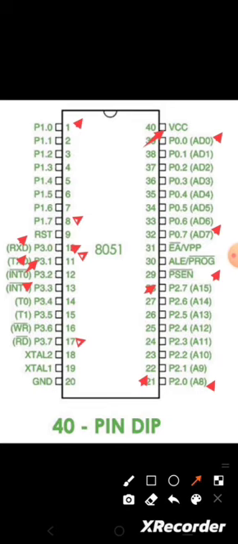to 3. Similarly, P3.4 has the multifunctionality, that is timer 0 external input, and P3.5 is timer 1 external input, and P3.6 is WR, that is external memory write, and RD bar refers to external memory read. So similar to other ports, the port 3 is also multifunctional, but each pin has a specific function. So that's all about the pin diagram of 8051. Thank you.